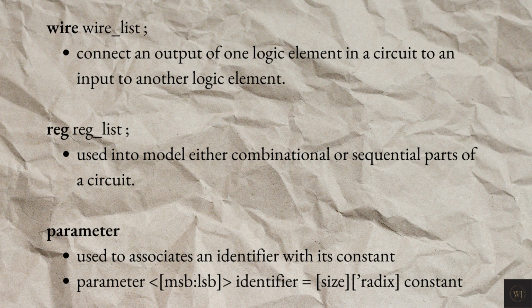Parameter [MSB:LSB] identifier = size'radix constant, where size is the number of bits in the constant, and radix is the number base. Supported radices are D for decimal, B for binary, H for hexadecimal, and O for octal.